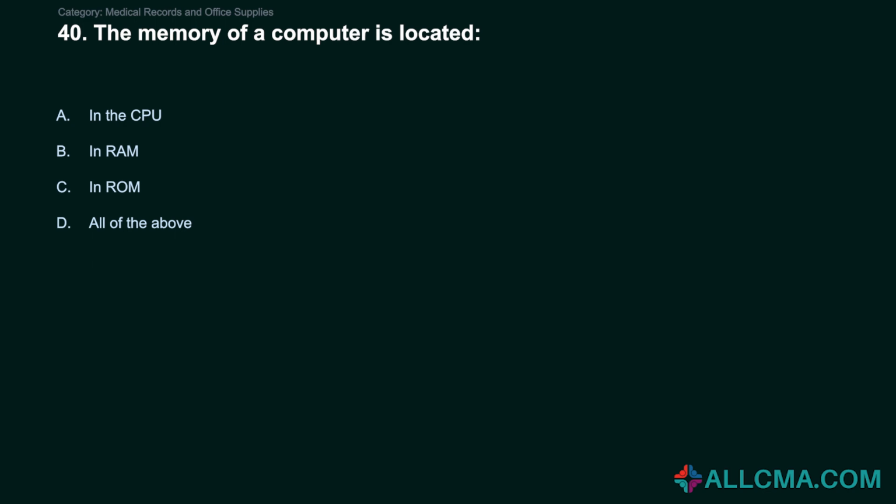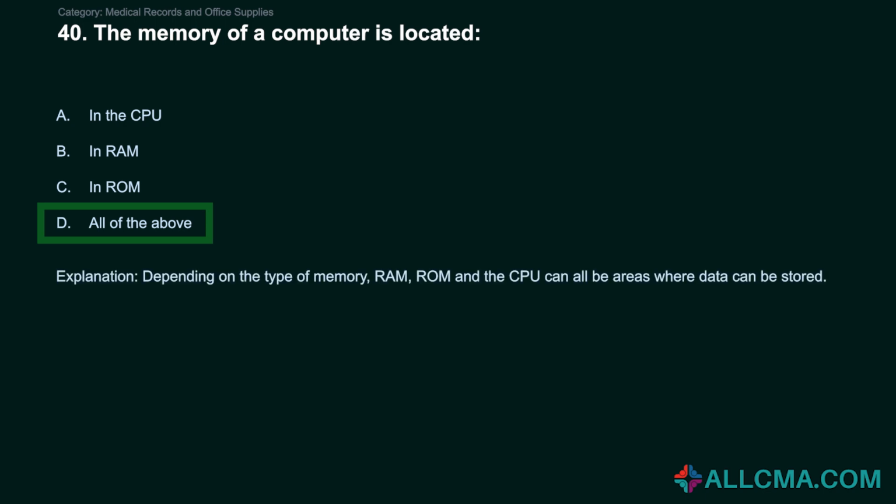40. The memory of a computer is located A. In the CPU. B. In RAM. C. In ROM. D. All of the above. Correct answer, D. All of the above. Depending on the type of memory, RAM, ROM and the CPU can all be areas where data can be stored.